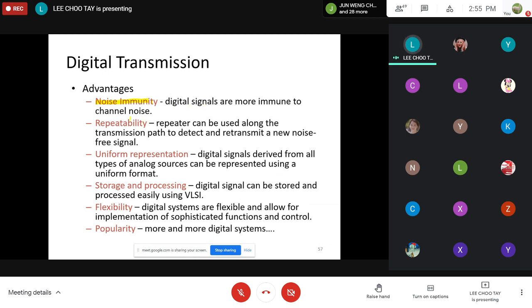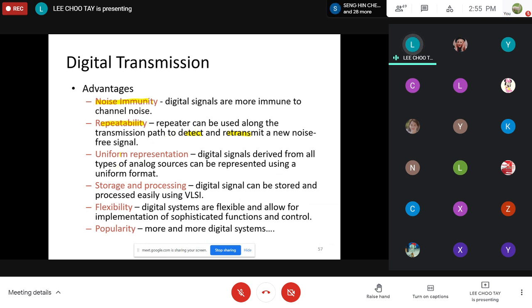And then the repeatability is high. Repeatability means we put repeaters along the transmission path to detect and then retransmit a new noise-free signal. A repeater is just a receiver followed by a transmitter. It kind of boosts the original signal. I wouldn't say boost, but it receives the signal, cleans it, and then transmits it again.